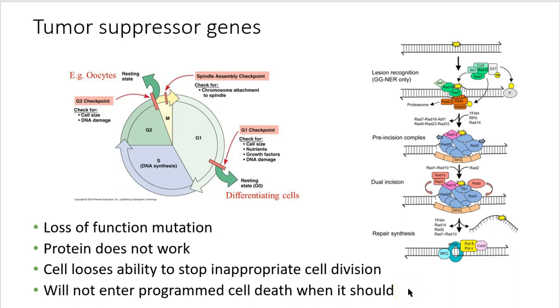And then also, if you mutate one of the pro-cell death genes, you can have a cell that is genetically very messed up. Maybe it has the wrong number of chromosomes, too many or too few, which can lead to all sorts of problems. Under normal circumstances, a cell like that would enter programmed cell death. It would essentially kill itself so as not to become a threat to the rest of the body.